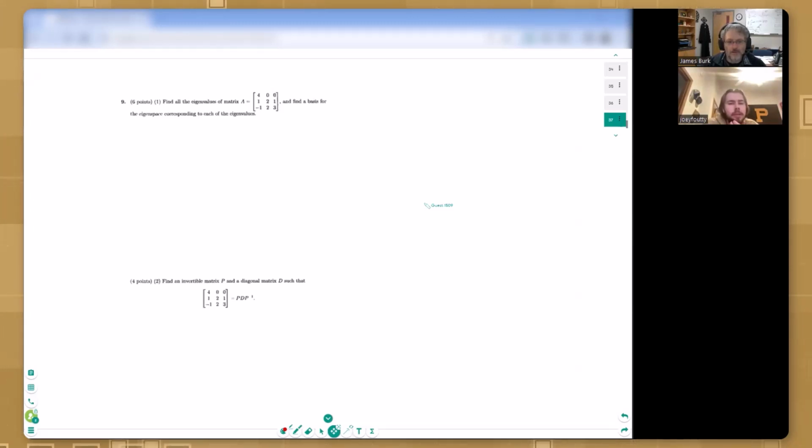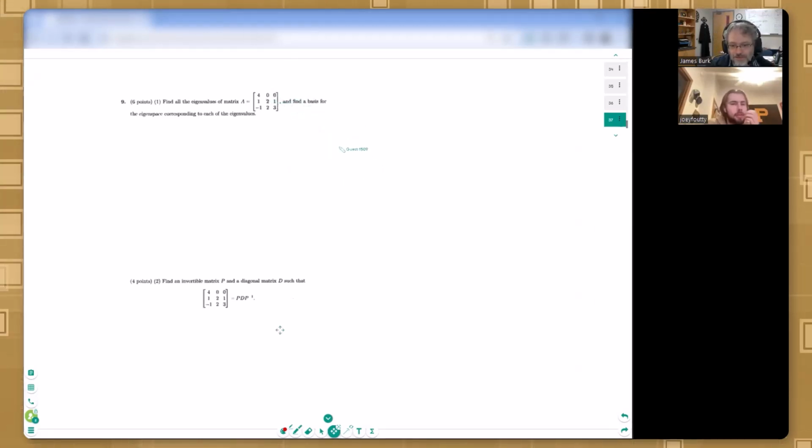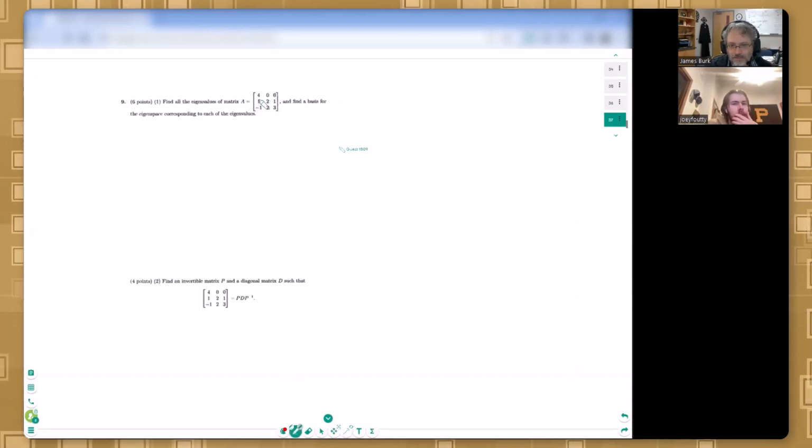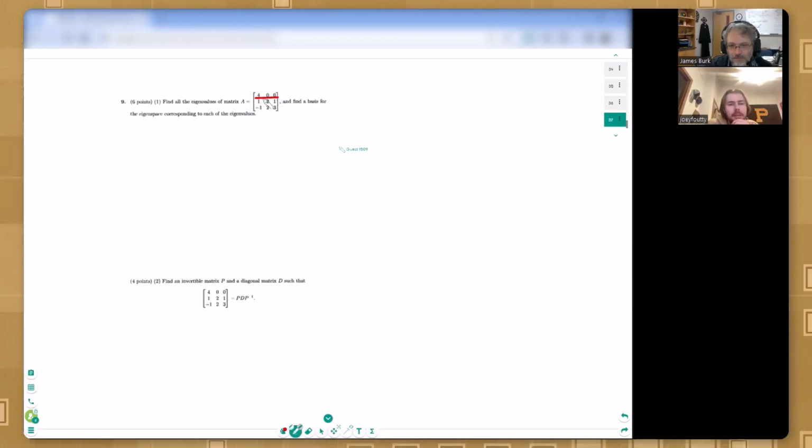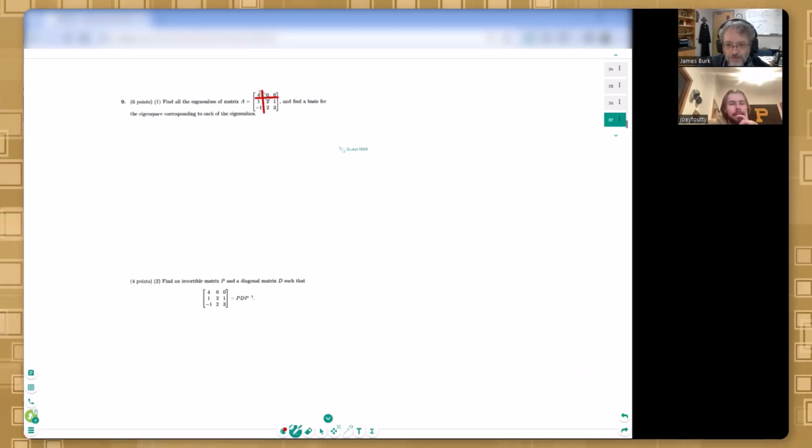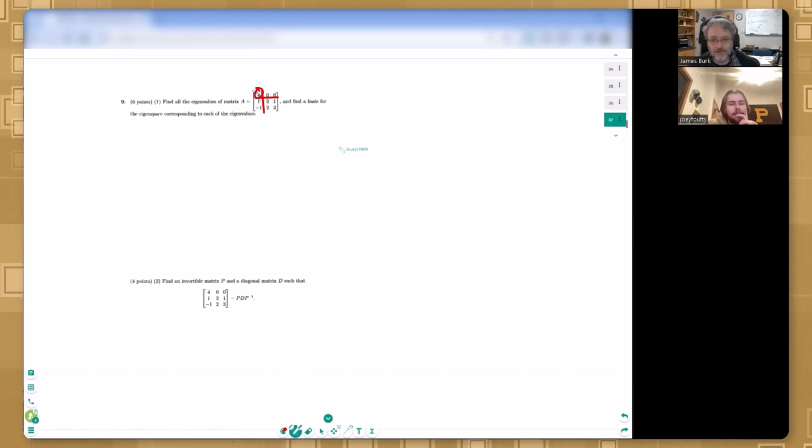Well, I guess we don't have a triangular matrix here. We don't. We do have kind of the next best thing. We do have a block triangular matrix. Yeah, you could do that. And you do observe real fast that 4 is an eigenvalue. And then this piece down there.